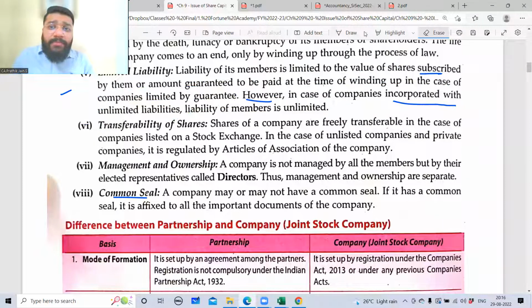Now, transferability of shares. Shares of a company are freely transferable in case of a company listed on a stock exchange.